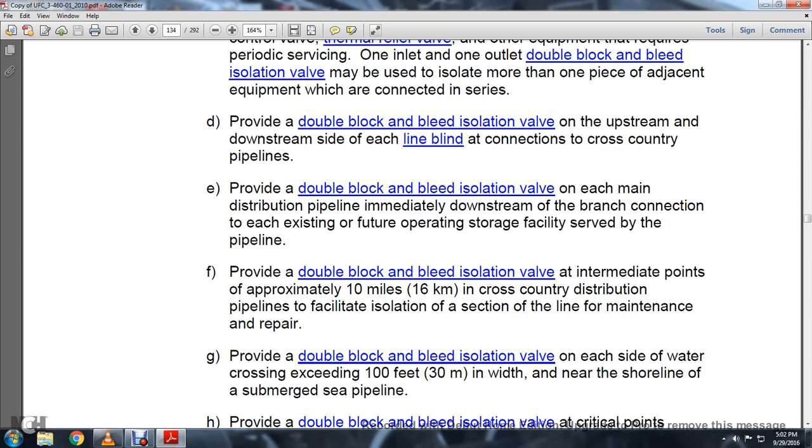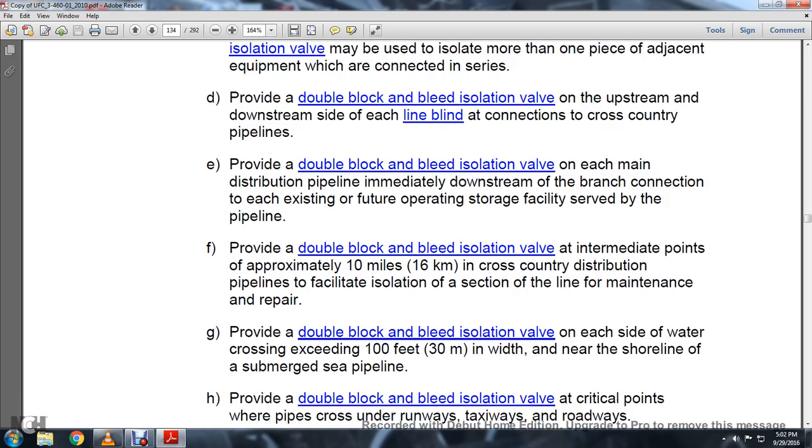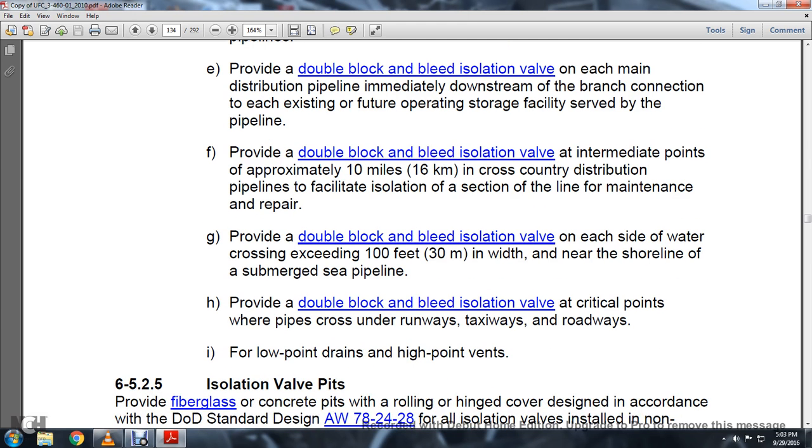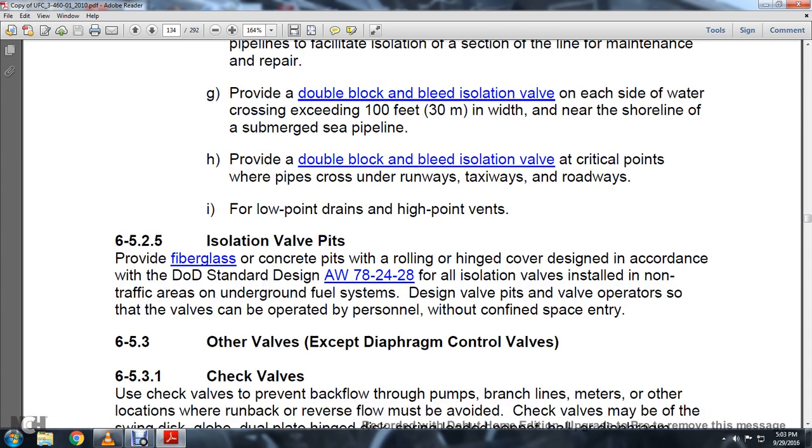Provide a double block and bleed isolation valve at intermediate points, within approximately 10 miles, on cross-country distribution pipelines to facilitate isolating sections of line for maintenance or repair. Provide a double block and bleed isolation valve on each side of a water crossing exceeding 100 feet in width, near the shoreline of the submerged pipeline. Provide a double block and bleed isolation valve at critical points for the pipe, at crossings under runways, taxiways, or roadways, and for low point drains and high point vents.